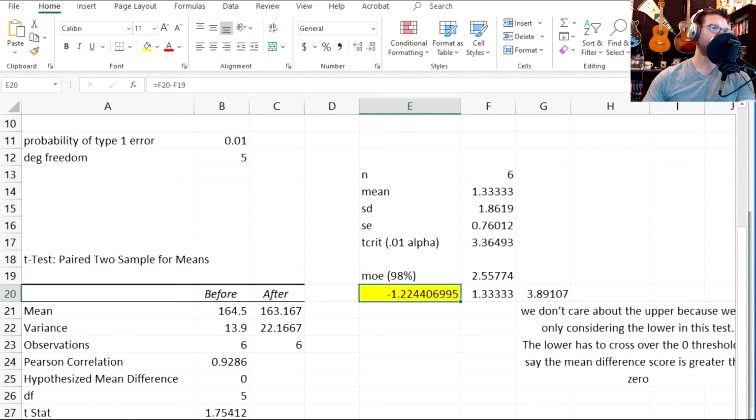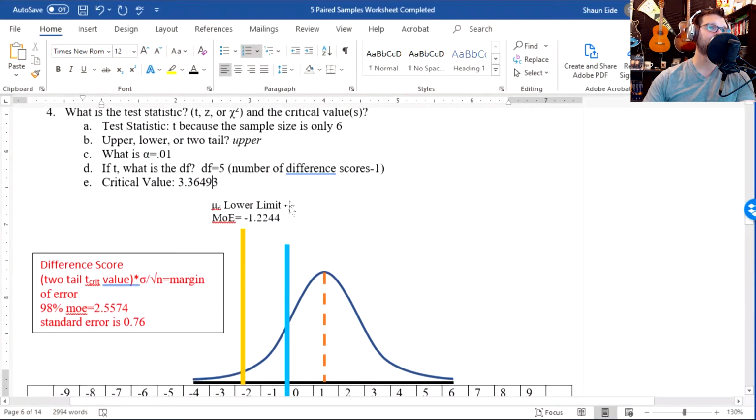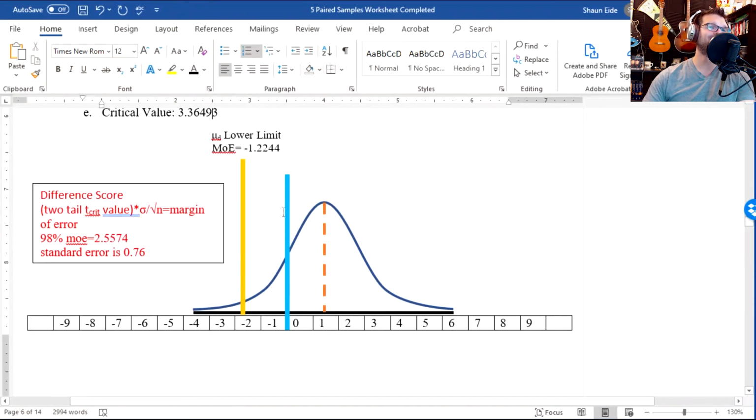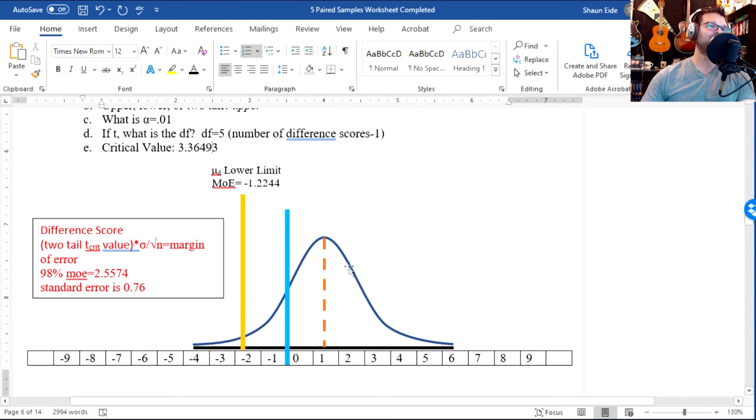But you're probably like, hey, I hear what you're saying, but I don't understand what you're saying. I'm so glad you asked. So this is a visual of it, right? This is the margin of error, the lower level of a 98% margin of error, and so that's negative 1.2244. This is 0 right here, and this is the distribution.